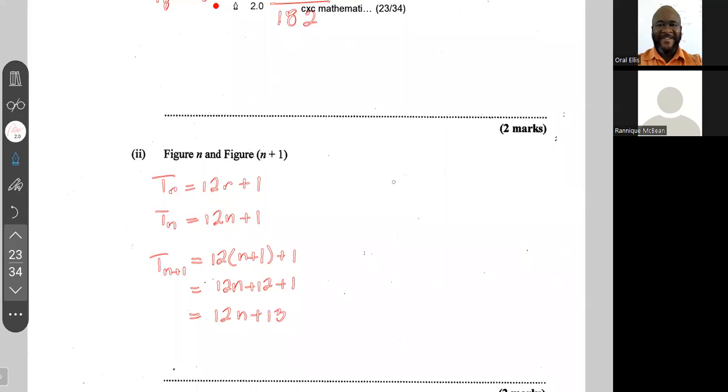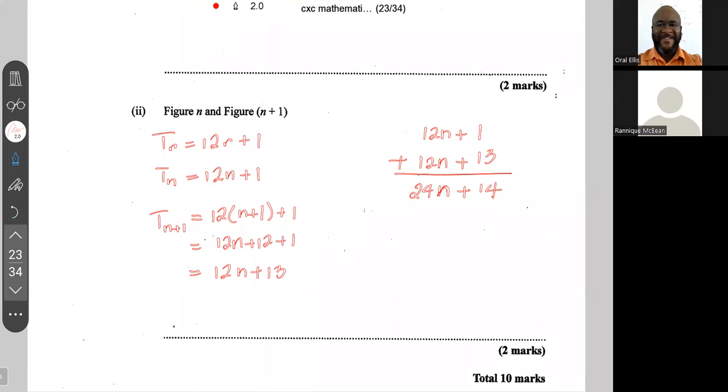So let's add them now. When you add them, you're going to get 12n plus 1 plus 12n plus 13. And when we add them, we're going to get 24n plus 14. So the total number of dots in figure n and figure n plus 1 is 24n plus 14. And that is the end of the question.